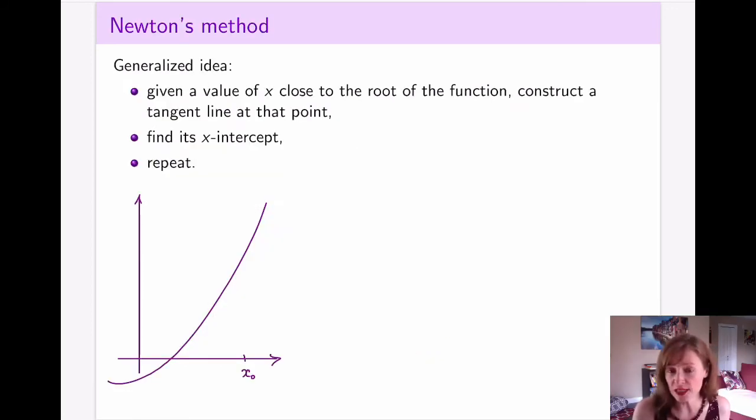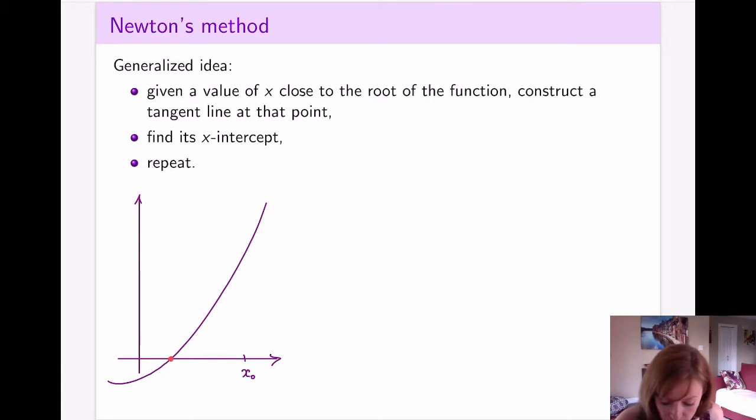So the general idea is that we will start with a value close to the root of the function, or the x-intercept. So this is the guy we're trying to approximate right here. We will construct a tangent line at our point of choice. We will find its x-intercept and then repeat the process, okay?